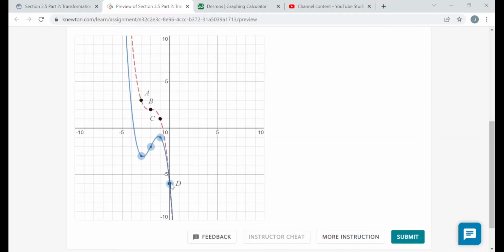Point D has a y value of -6. If I reflect this across the x-axis, it's going to have a y value of +6. And there you go. And now if you look at the red dotted graph and the solid blue graph, or whatever colors you're seeing, hopefully you see that the red dotted graph and the blue graph are just a reflection across the x-axis.